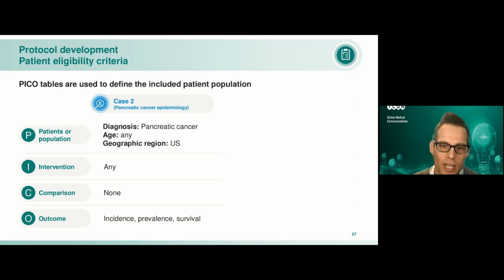And so if we apply this to a couple of our cases, we have case 2. This was a pancreatic cancer epidemiology review. Our patient population, of course, patients had to be diagnosed with pancreatic cancer. We were pretty flexible on age, but geographic region, we wanted just patients in the United States. These patients could be treated with any intervention, and we were looking for incidence, prevalence, and survival.